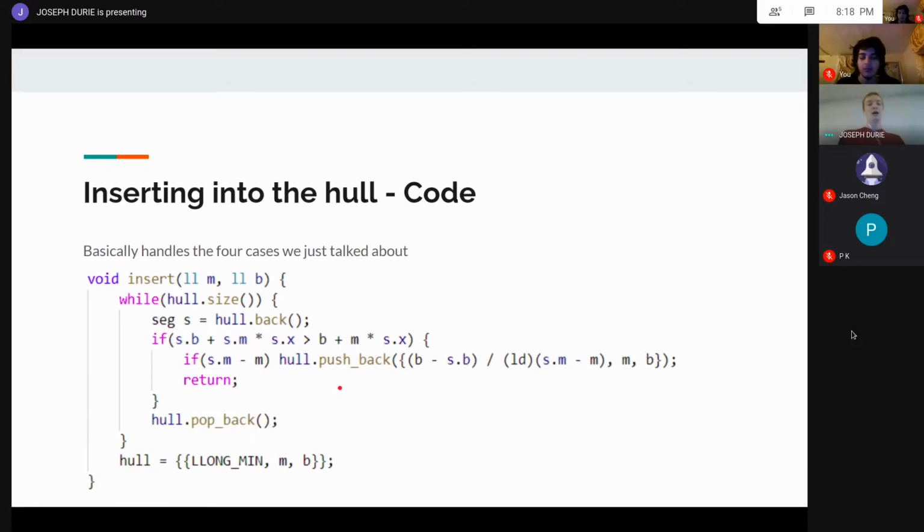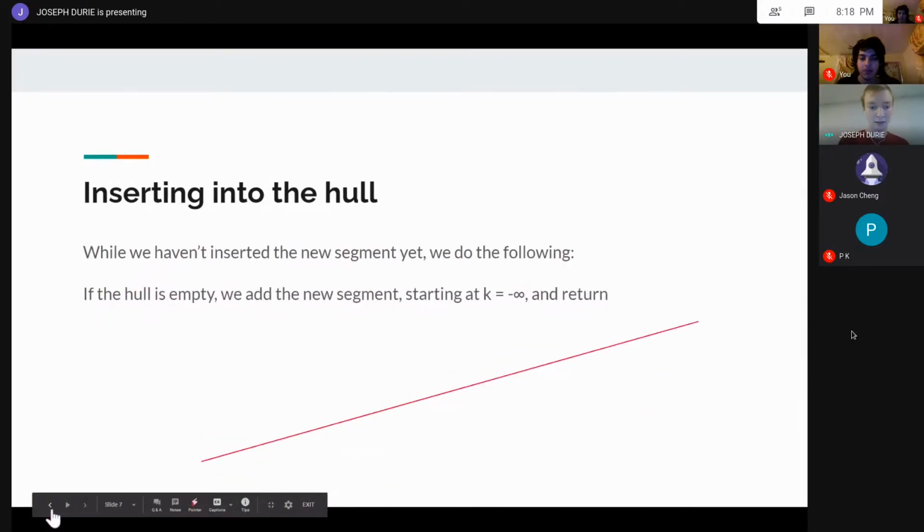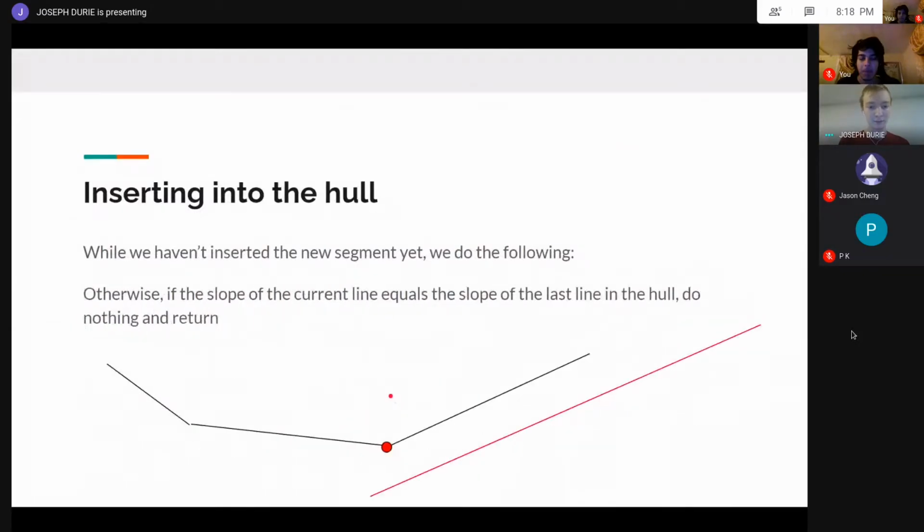Okay. So the code for queries is a lot easier. For a query, what we need to do is find the last segment in the vector where its x value is at most the x value we want to query. So if we're here, we want to look at the red line, because if you have x values of negative infinity, whatever this is, and whatever this is, the greatest x value less than the current x, this query here, is going to be here. So we want to find that segment in the vector.